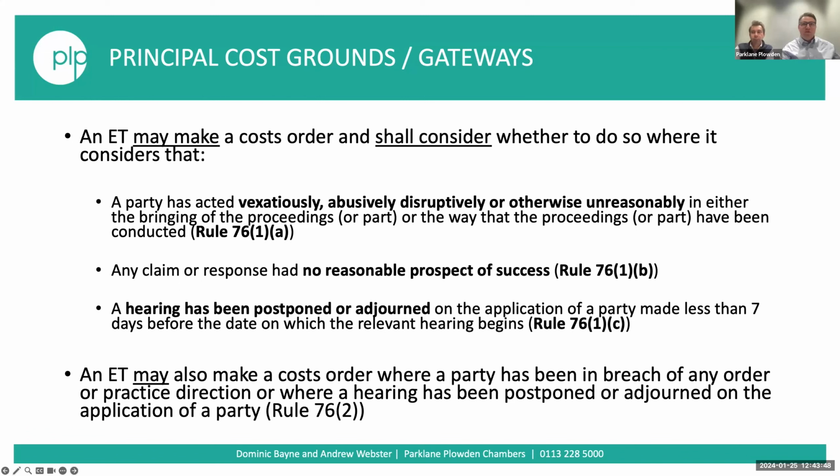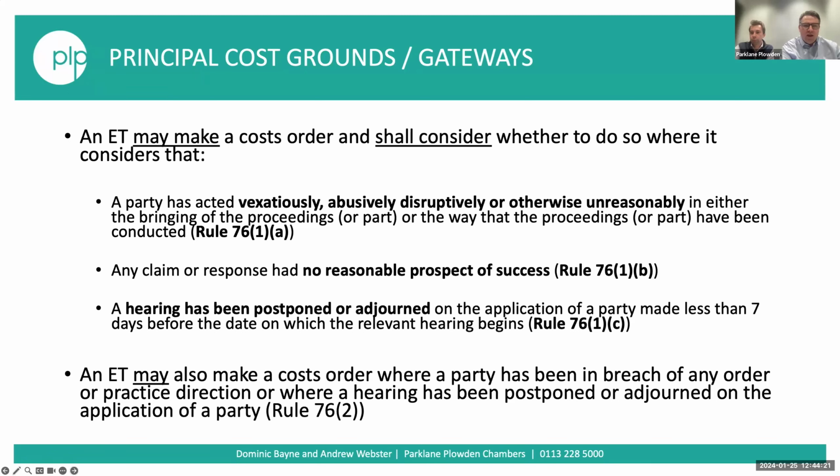So they are, as you can see from the slide, as follows. Insofar as Rule 76(1) is concerned, a tribunal may make a costs order and shall consider whether to do so. I emphasise both those things, where it considers that any of the following circumstances apply. The first is, if a party has acted vexatiously, abusively, disruptively, or otherwise unreasonably, that's 76(1)(a). Secondly, that a claim or response had no reasonable prospects, that's 1(b).